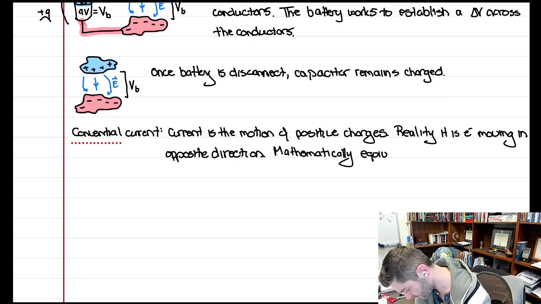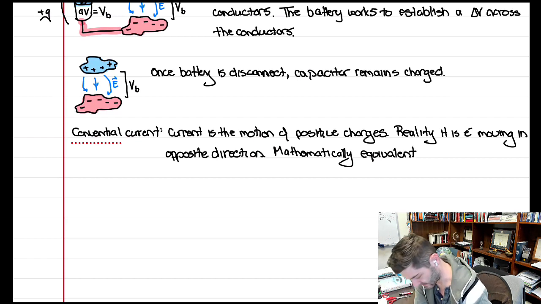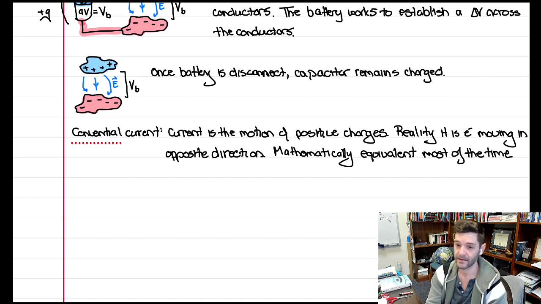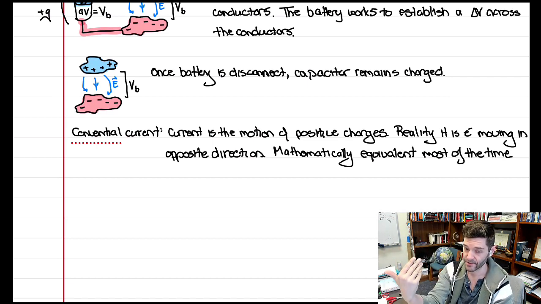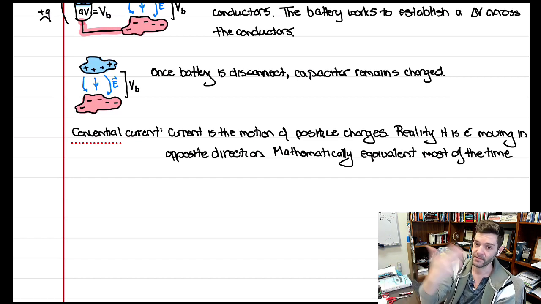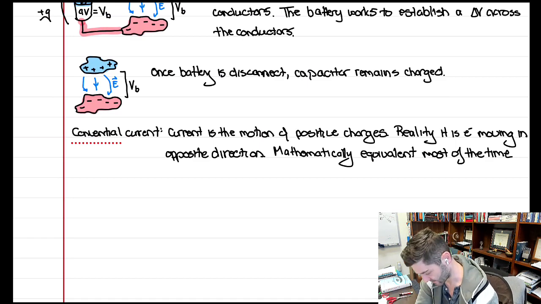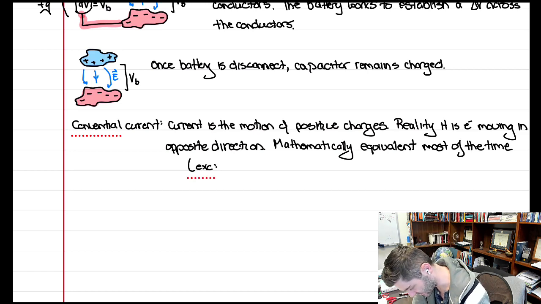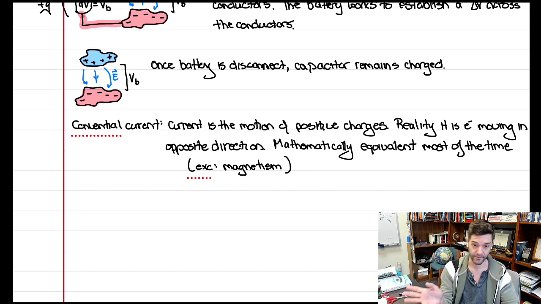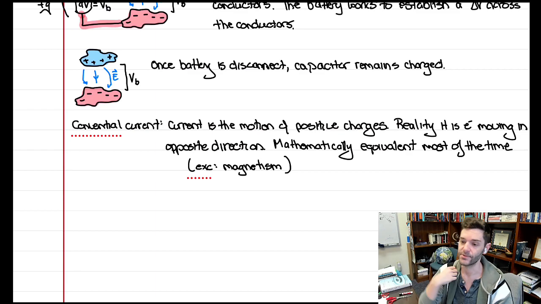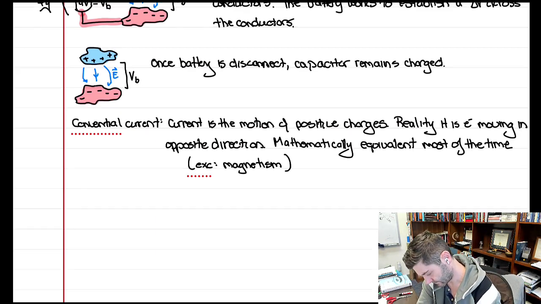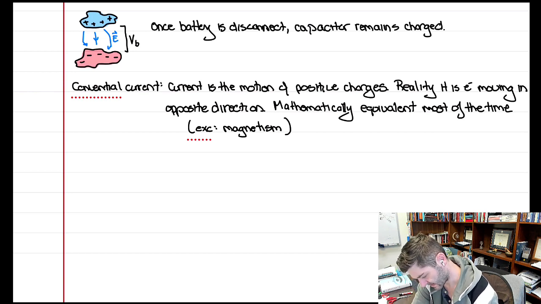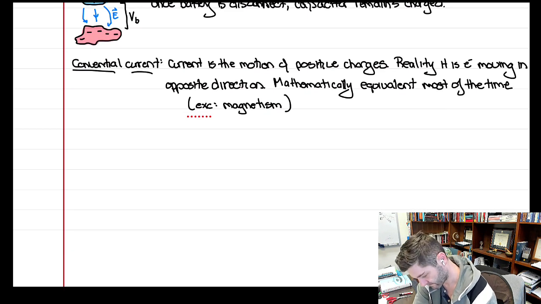Mathematically equivalent most of the time. Positives going in one direction gives you the same answers as if you had negative charges, which you might assume would involve a minus sign, moving in the opposite direction, which would involve another minus sign, and then they cancel out. So this is mathematically equivalent most of the time. There are some exceptions that we will experience, for example, when we get to magnetism, where you actually can tell whether it's one or the other based on calculations you can do related to magnetic fields. So that's one definition. And I will stick with the conventional current definition, as does your book.